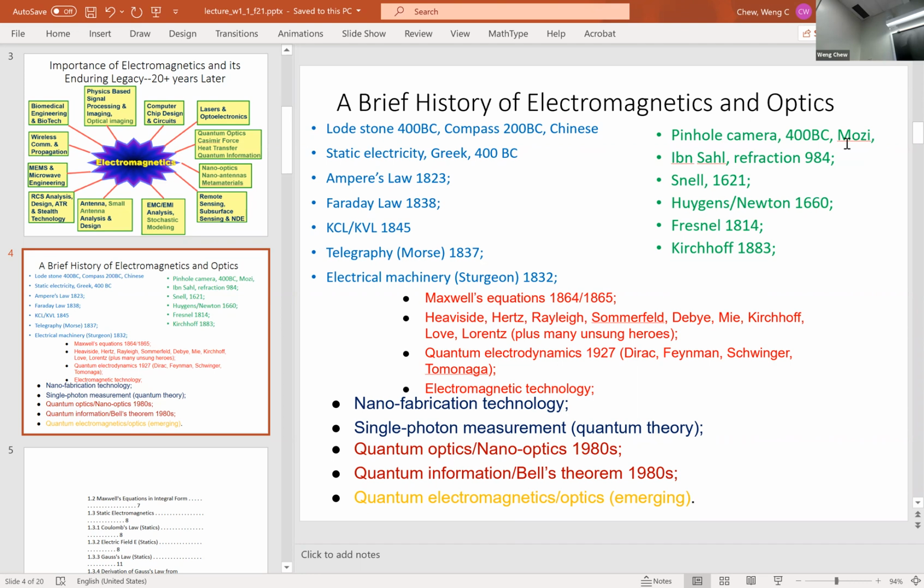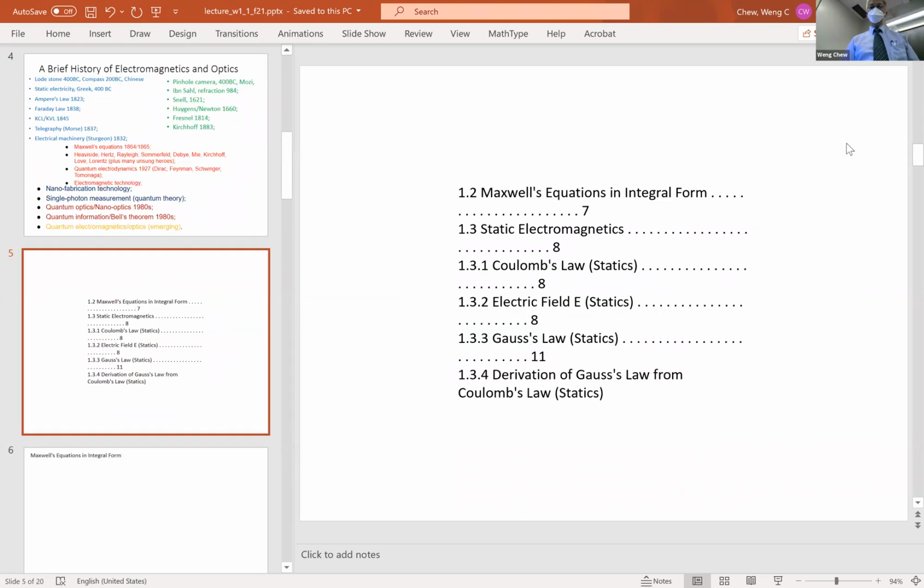And then you have quantum electrodynamics and so on. Out comes the electromagnetic technology. Things like radar and wireless communication, and then you have nanofabrication, single photon measurements, quantum optics. And I believe that this is going to be a very important area in the future, which is quantum electromagnetics. Okay, so this is actually what I'm going to cover today. Let me see, I still have some time left.